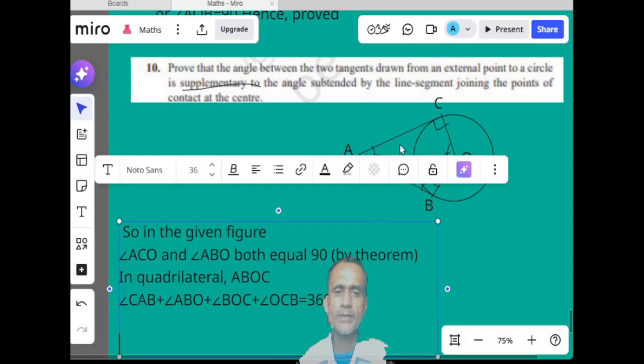So I have written the same as what we have discussed, that the sum of the angles of quadrilateral ABOC is equal to 360 degrees: angles ACO and ABO.